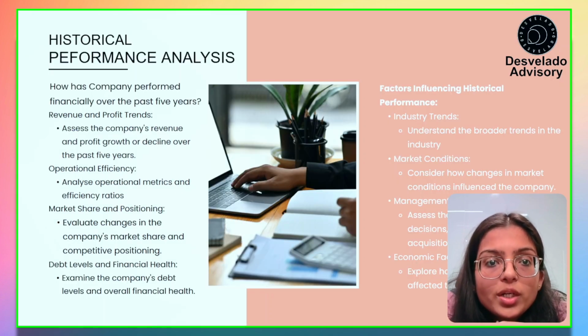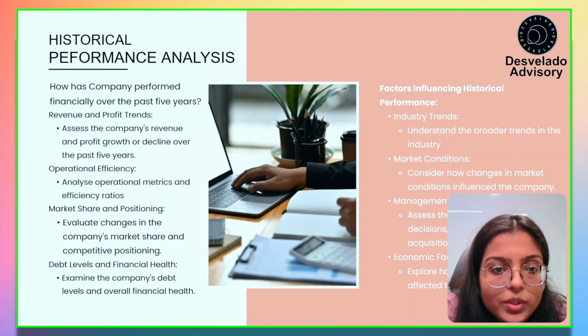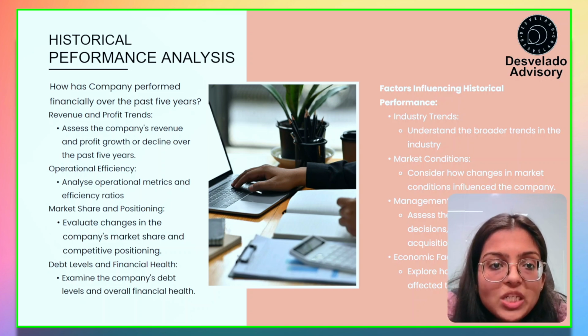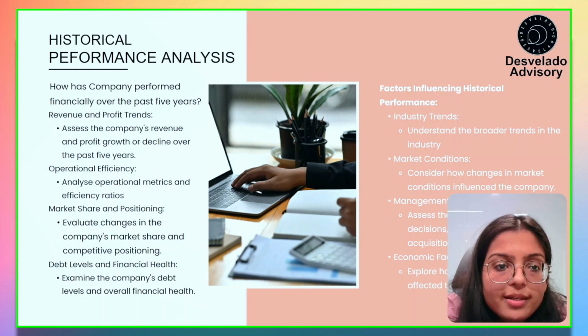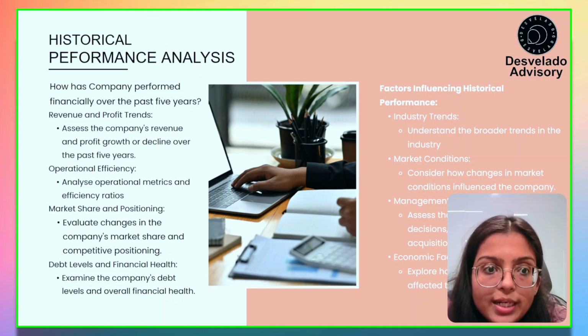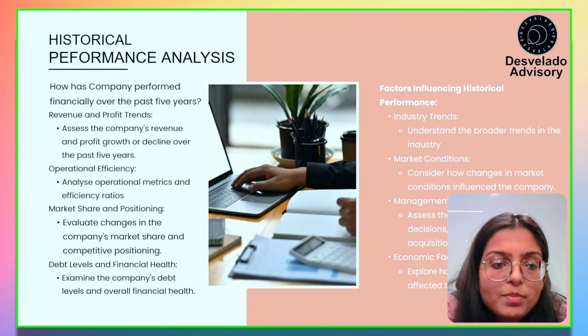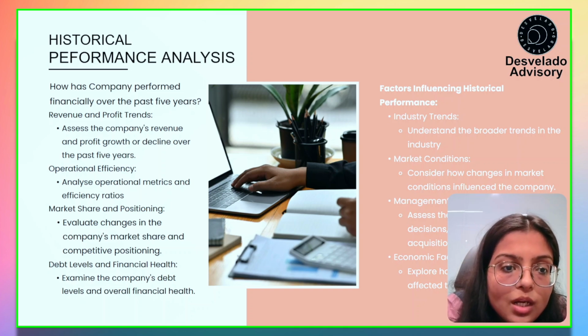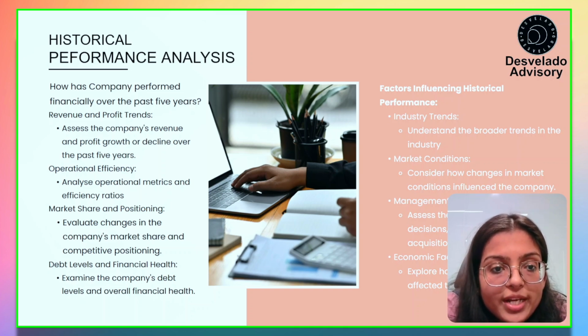Now, how can historical performance analysis show how the company has performed financially over the past 5 years? In order to know this, we should look at revenue and profit trends, which means assessing the company's revenue and profit growth or decline over the past few years, whether the company has contracted or expanded. Then operational efficiency, which means analyzing operational metrics and efficiency ratios. And for this, we need to know the financial ratios.